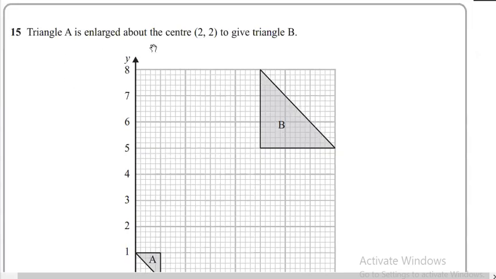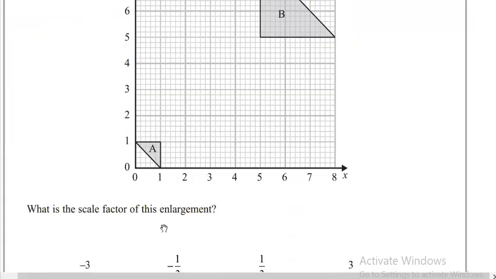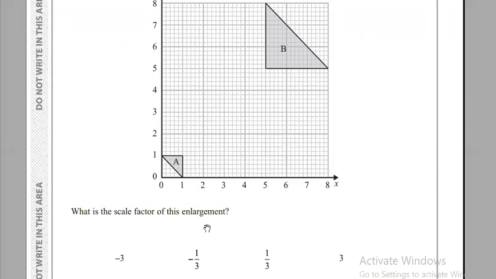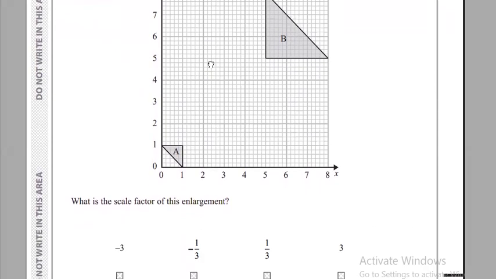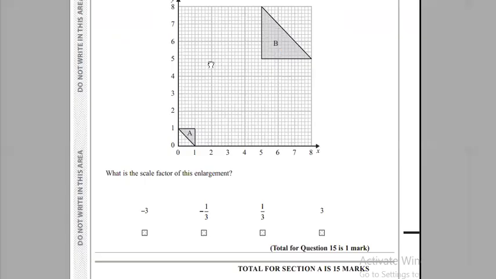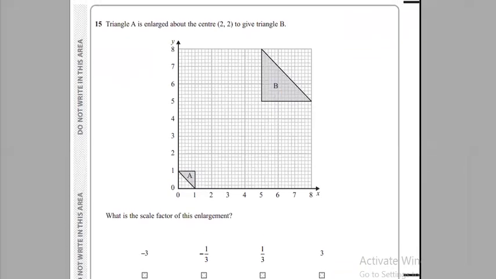Triangle A is enlarged about the center (2, 2) to give triangle B. What is the scale factor of this enlargement? So first, as we said, we have a (2, 2) center of enlargement. Let's look for the center of enlargement first, and then look for the scale. The center of enlargement is over here, which is (2, 2). Now, you want to find the scale.